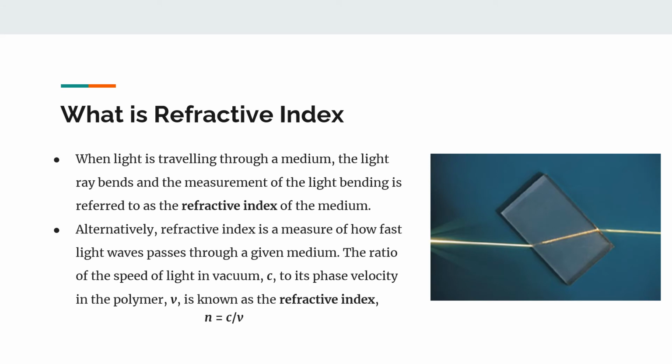So what is refractive index? When light is traveling through a medium, the light ray bends, and the measurement of the light bending is referred to as the refractive index of the medium. Another way to think about the refractive index is a measure of how fast light waves pass through a given medium. The ratio of the speed of light in vacuum, which is denoted by C, to its phase velocity in the polymer, which is denoted by V, is known as the refractive index.